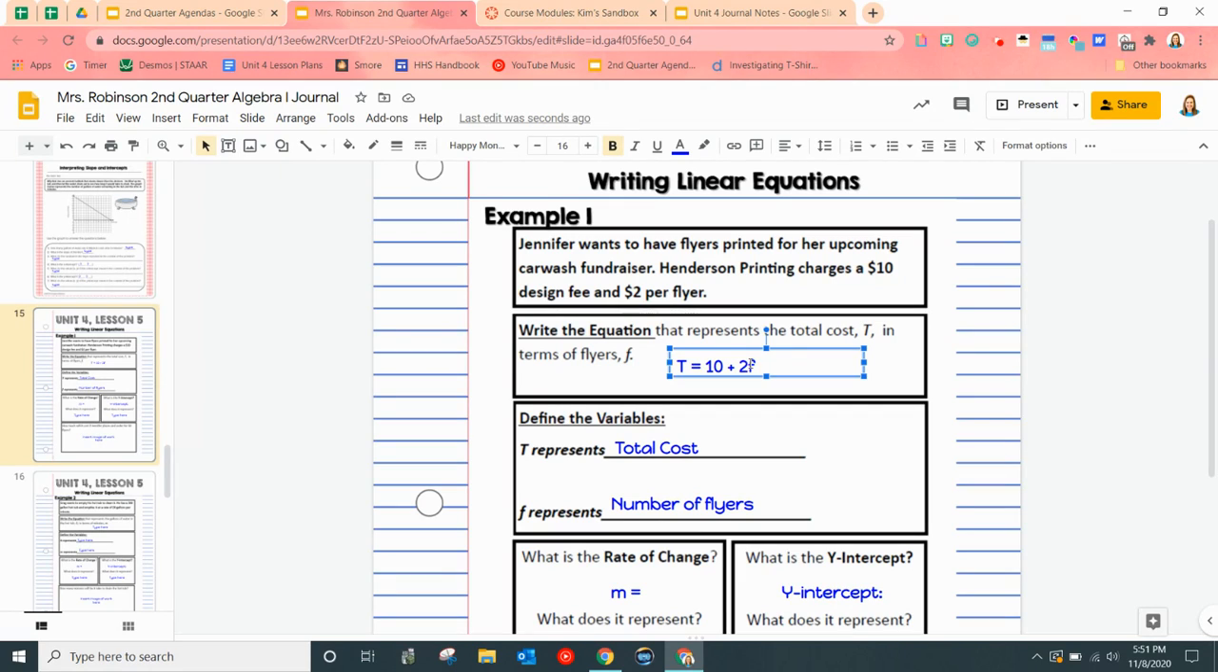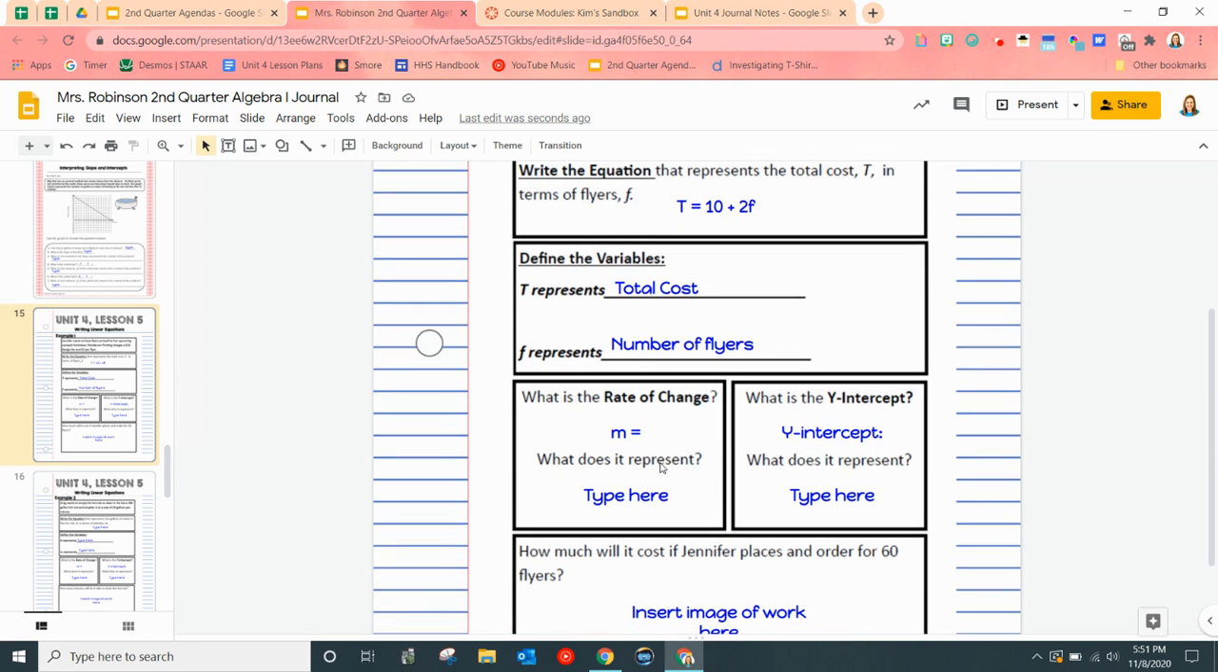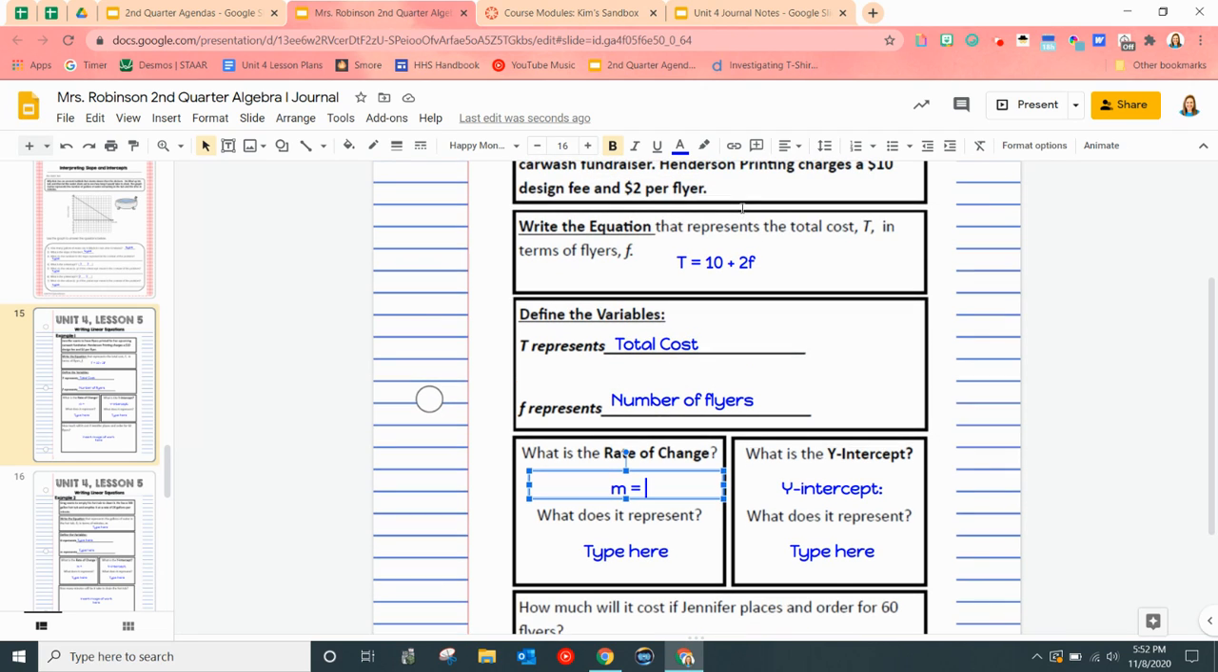If F is 20 for 20 flyers, 20 times 2 plus the $10 for the design fee, that would give you her total cost. Yeah, that makes sense. So now they're asking me, what's the rate of change? What's our slope? Remember, you can look in front of your variable, or remember the per word. It said $2 per flyer. So our slope is 2.